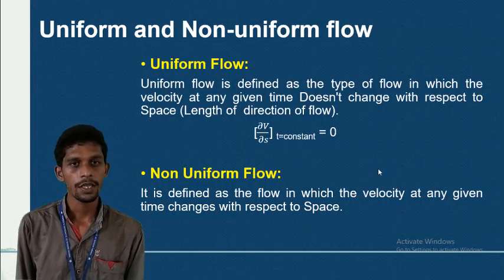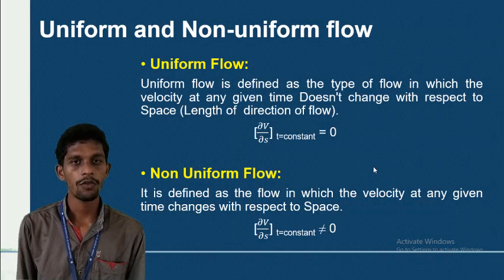right? So this is the condition for that. ∂V/∂S is not equal to 0. That means it is not constant. Clear? So what about the next one?